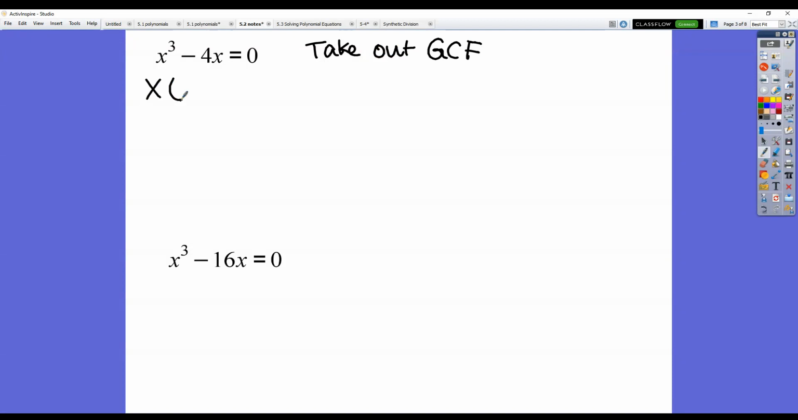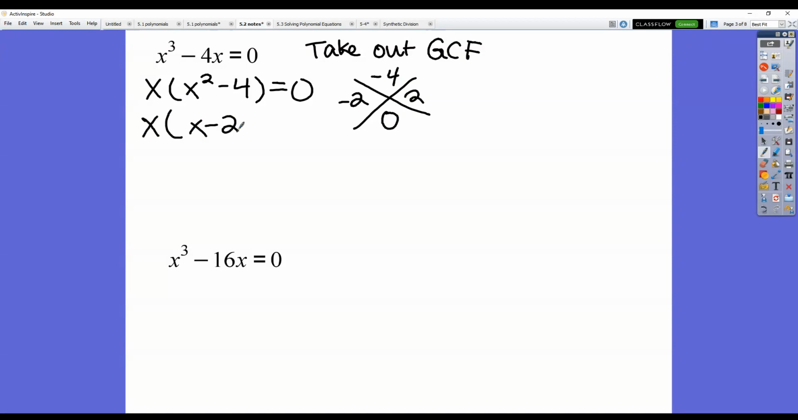So that's x. Then figure out what multiplies to negative 4. Oh, we have no middle term, so it's got to add the 0. So that would be negative 2 and 2. This is a difference of squares, guys. And that one's factored.